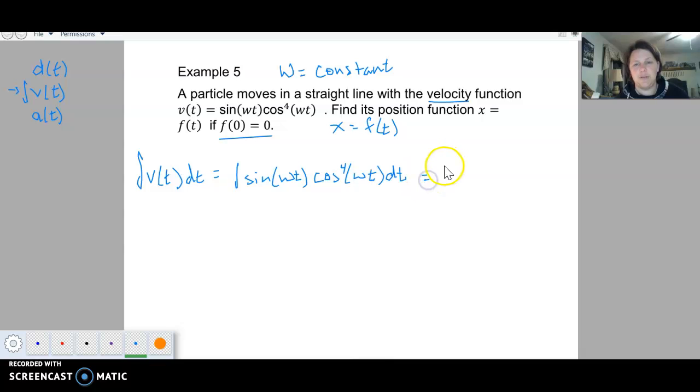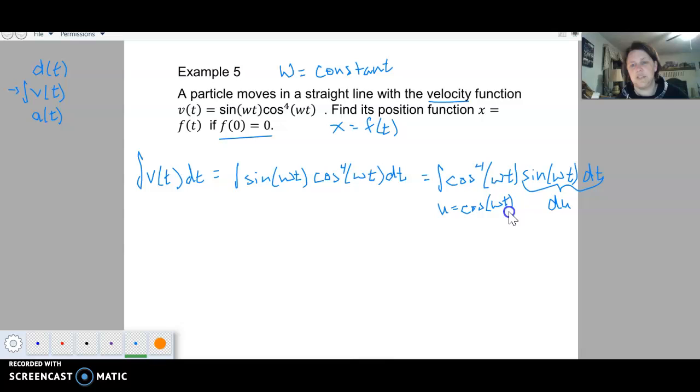And I'm going to rewrite that so it's a little easier to see what we want for our du. So I'm going to rewrite, so we've got cosine 4 of wt sine of wt dt. So I want this sine of wt dt to be my du, and therefore I'm going to say that u equals cosine of wt.